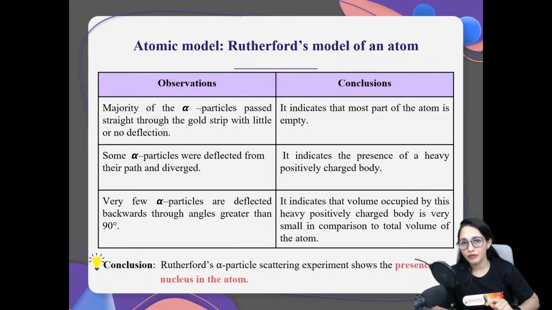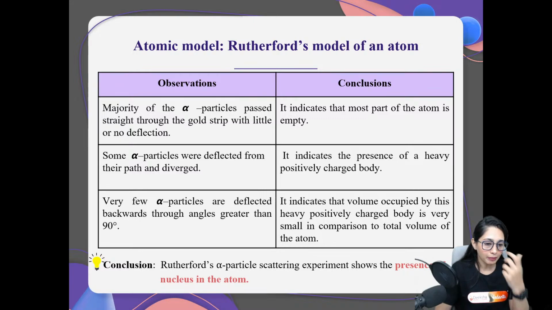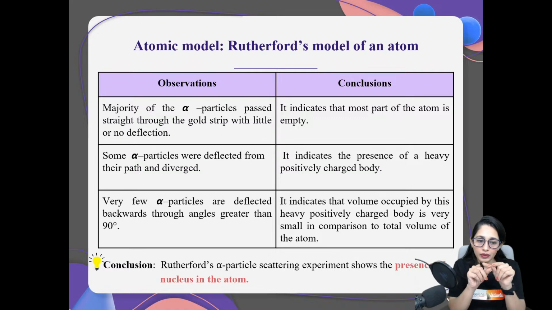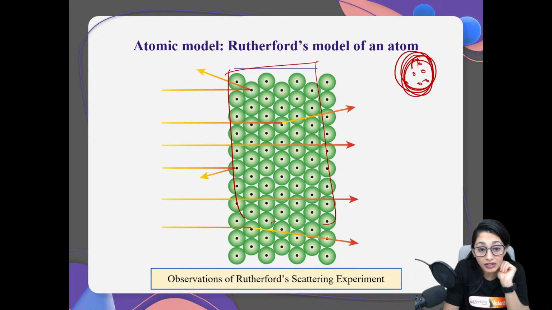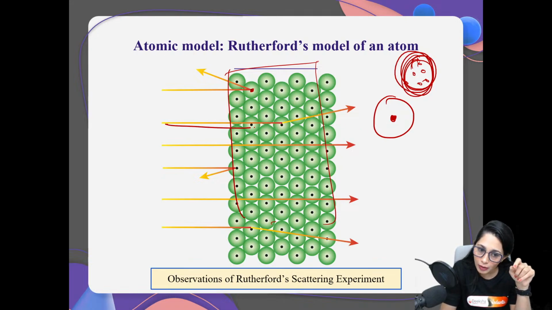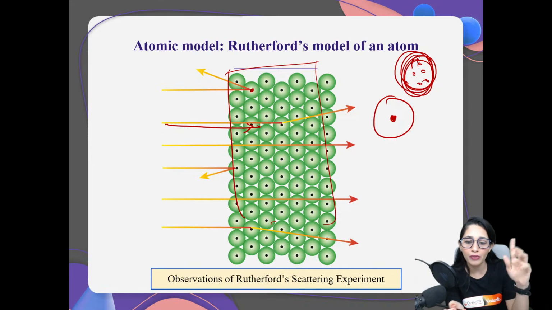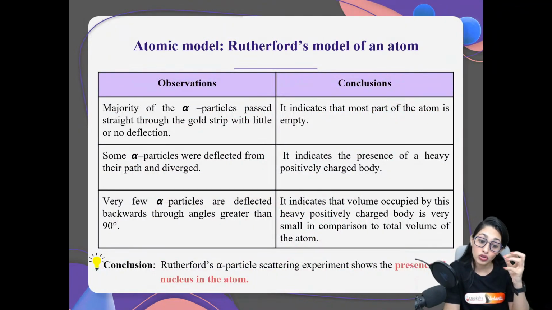They pass through, which means that most of the part of the atom is empty. Some alpha particles were deflected from their path and diverged, but only when they hit something solid, which means that in the center of the atom there is something which has a mass. Only when the alpha particles hit the nucleus, which has protons and neutrons, would they show slight deflections or bounce back. So bouncing back was very less.